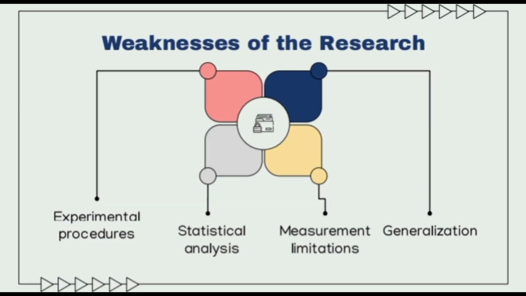Weaknesses of the research. 1. Experimental procedure. Lack of detailed explanation about the experimental data collection procedure. This could affect the repeatability of the research. 2. Statistical analysis. No advanced statistical analysis for the experiment result limits the strength of the inference that can be drawn from the data.